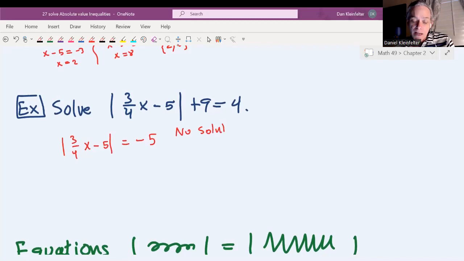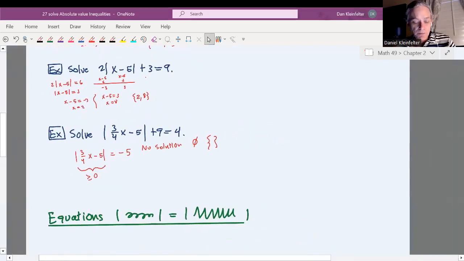You can just stop right there, say no solution. You could give the empty set in one of the two forms, either the fat zero with a slash through it or the empty curly braces. The reason why there's no solution is because the absolute value is always greater than or equal to 0. It's a distance, right? And so if it's a number that is greater than or equal to 0, it's never going to equal -5, regardless of what you put for x. So there's just no solution there.